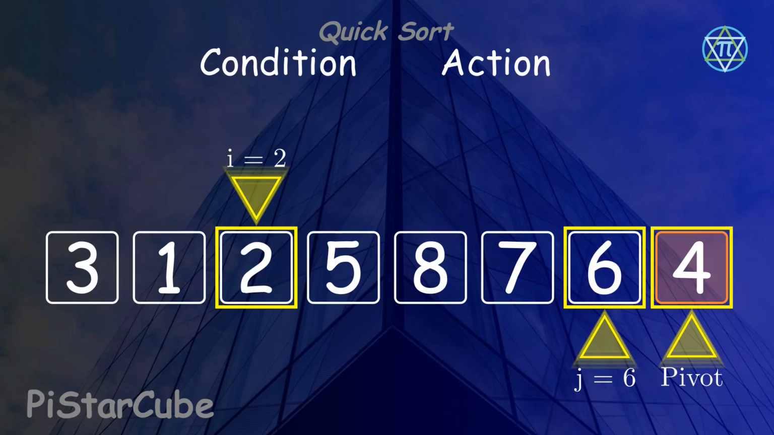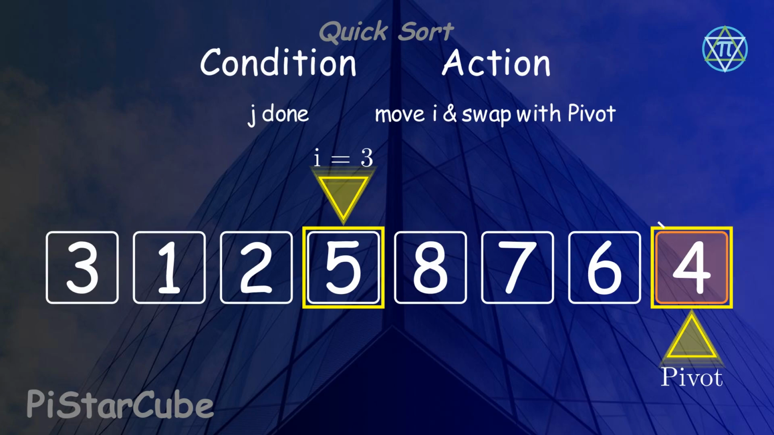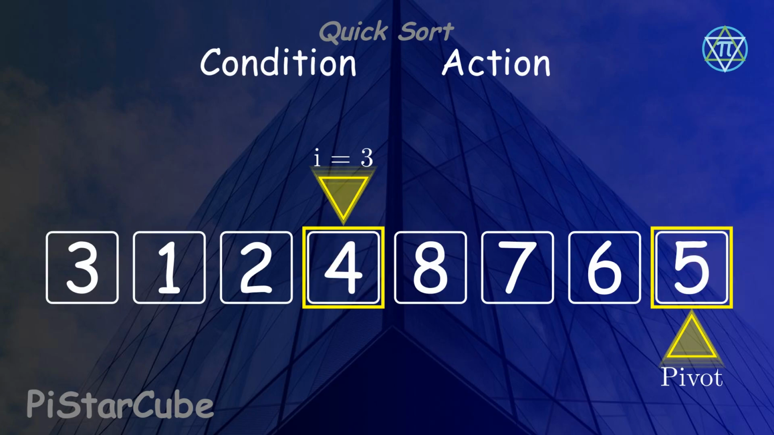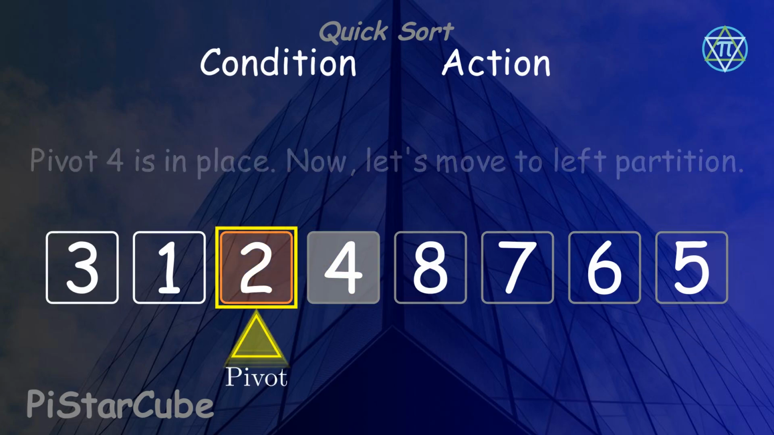Now, the j loop ends, we move i to index 3, that is element number 5, and swap it with the pivot, which is 4. This ensures that the pivot reached its final position. And boom, the pivot is in place. The list is split into two partitions and we are ready to move on to the left partition. We apply the same process to the other partitions as well.